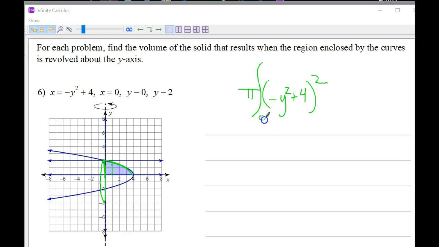0 to 2 is right. It's kind of hard to tell when you're looking at an axis of revolution or a y-axis and x-axis. So you got to be kind of careful there.